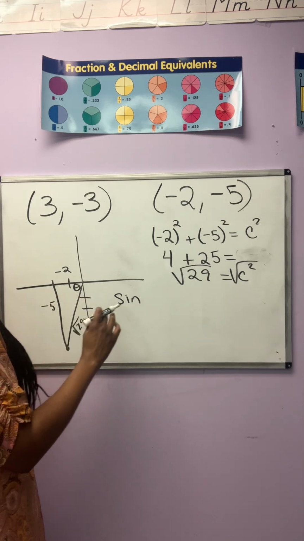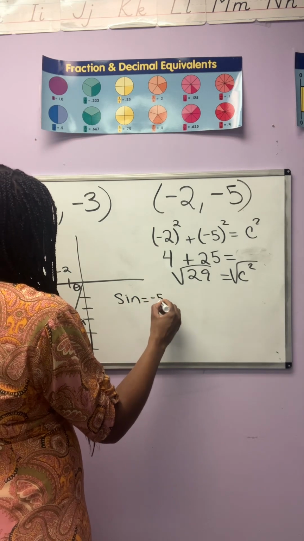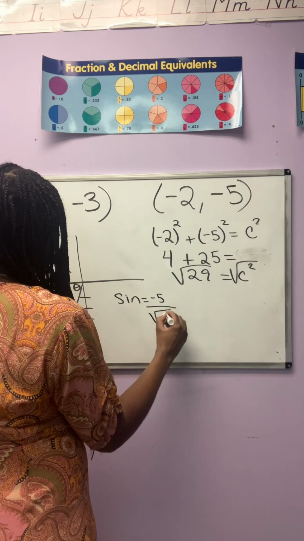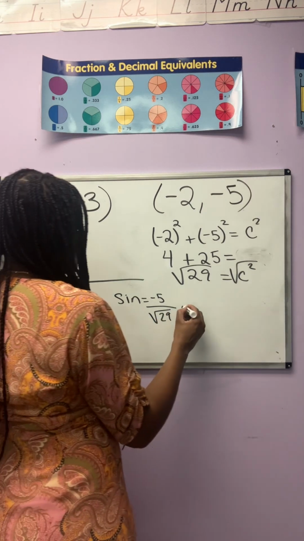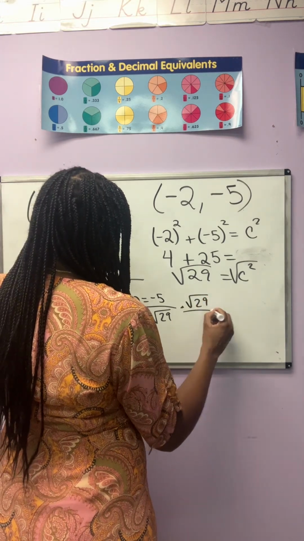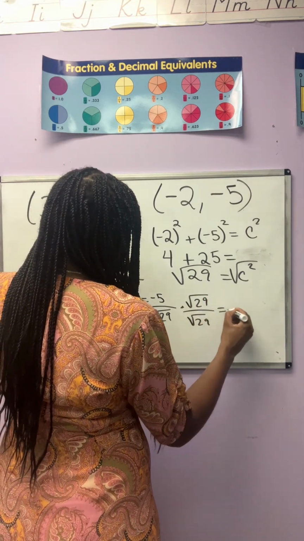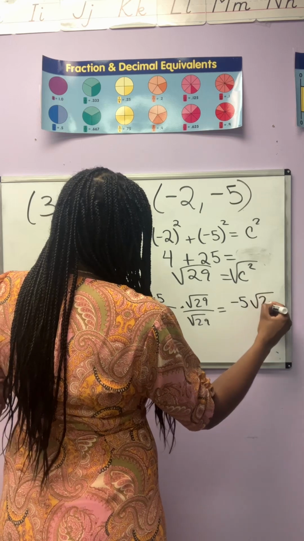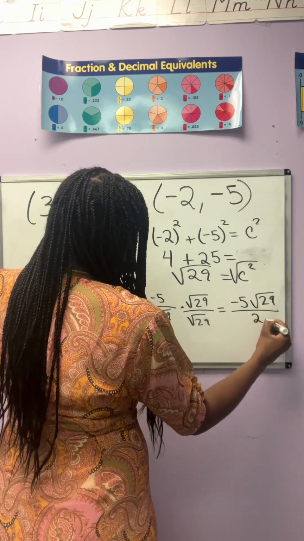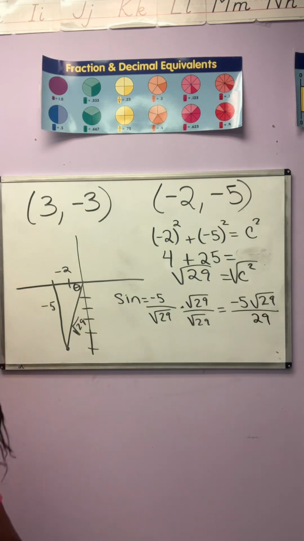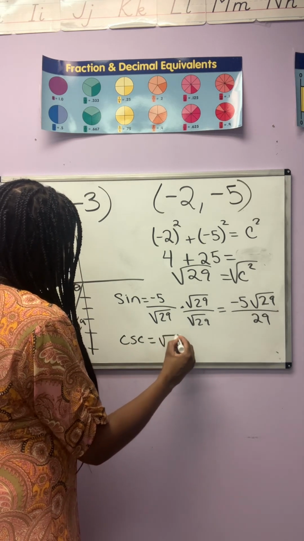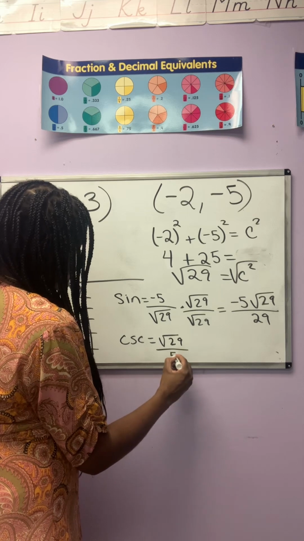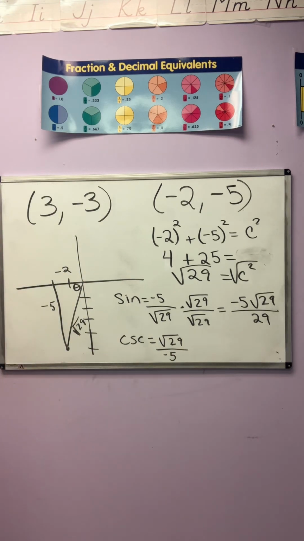So sine is opposite, which is -5 over the square root of 29. Again, we have that radical in our denominator that we need to rationalize. So we have -5 square root of 29 over 29. Cosecant, which is the reciprocal of sine. So we'll have 29 over -5. And we could probably just leave it there. There's nothing else to do here.